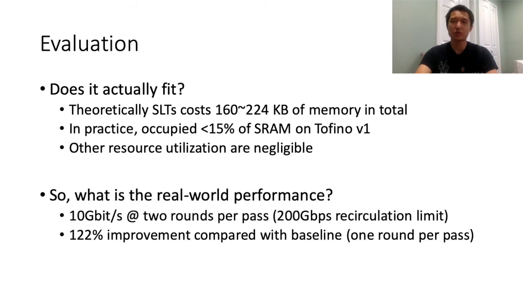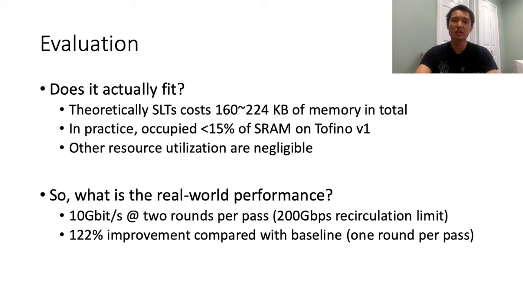So, what is the real-world performance then? We implemented a prototype on a Barefoot Tofino switch that performs 2 AES encryption rounds per pipeline pass. The prototype requires 4 to 6 recirculations to finish one full encryption. Under the default configuration, Tofino reserves 200 gigabits per second for recirculation. We can encrypt about 10 gigabits per second under this configuration for AES-128.